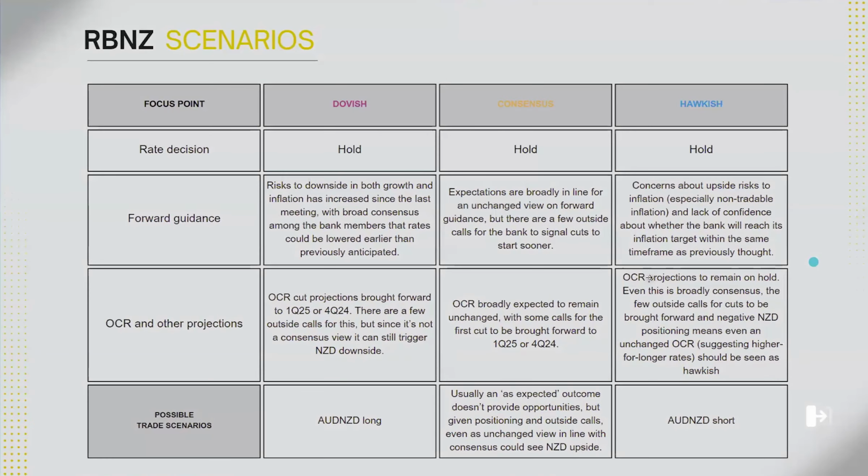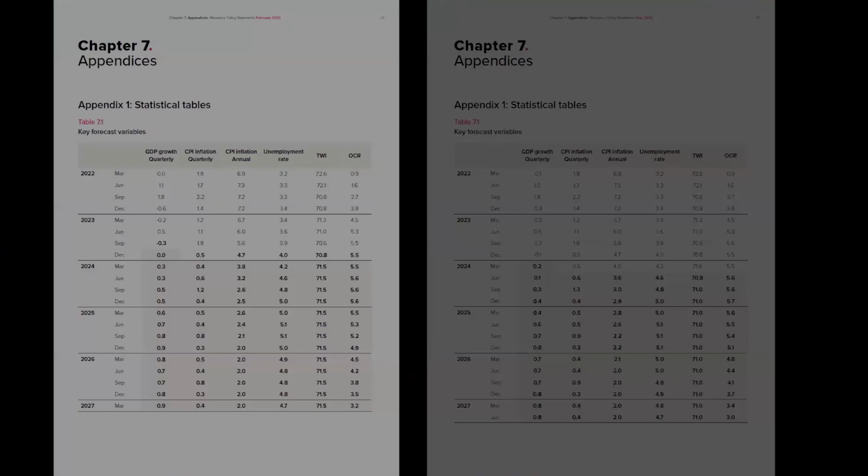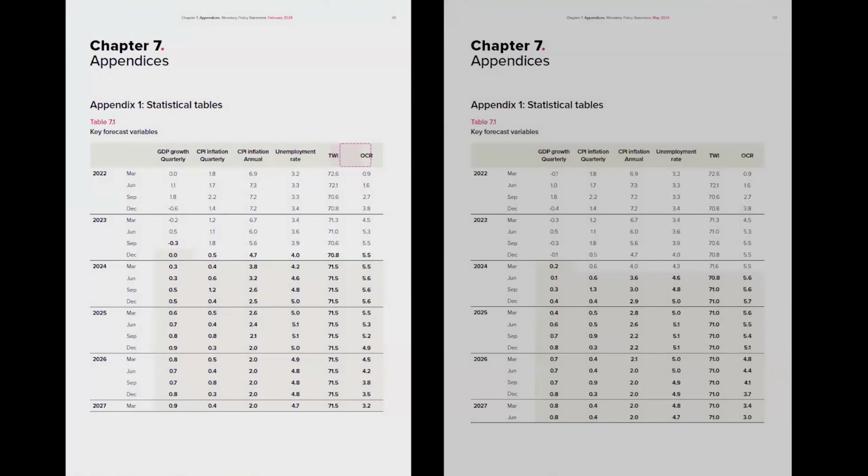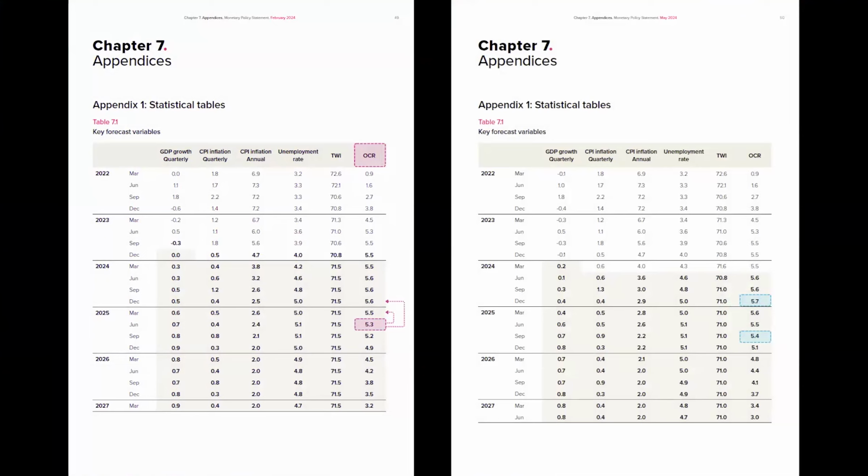The RBNZ came out even more hawkish than our most hawkish expectation. Now recall, not only did they disappoint those dovish expectations that were looking for them to bring forward cuts, they actually went over and above that. They upgraded their 2024 OCR projection from 5.6 to 5.7, and they pushed out the rate cut expectation from Q2 to Q3. So it wasn't just hawkish, it was even more hawkish than our hawkish trigger that we were looking for. So that was very hawkish, right?